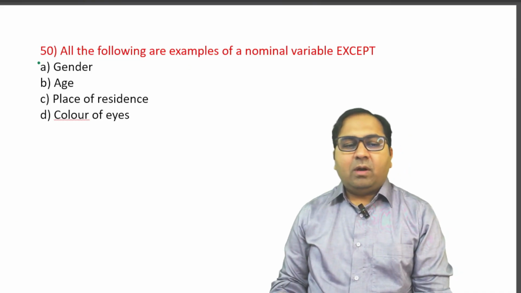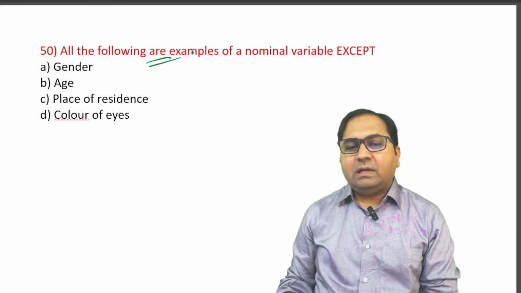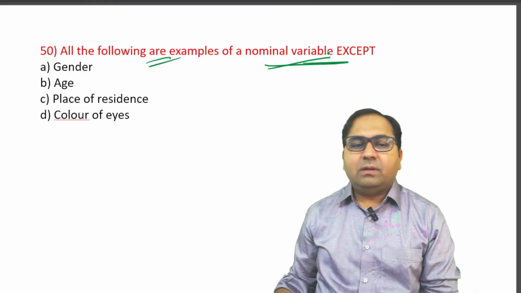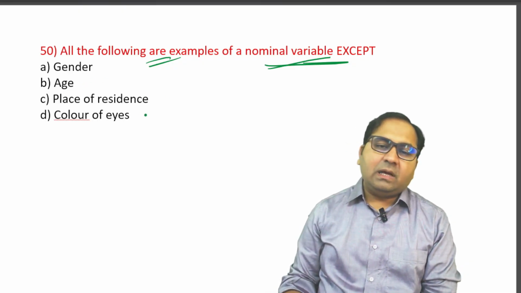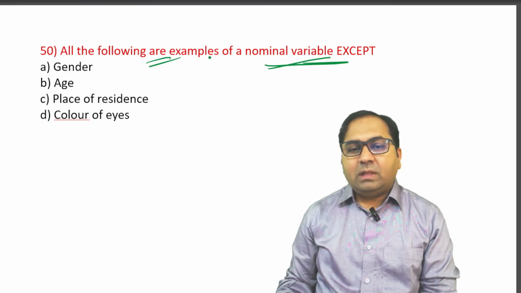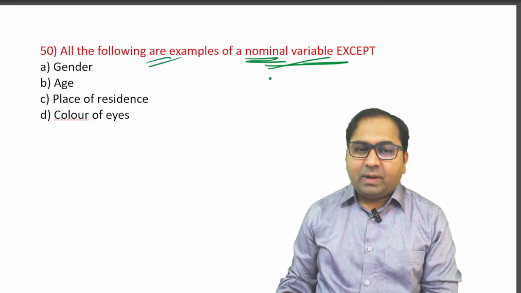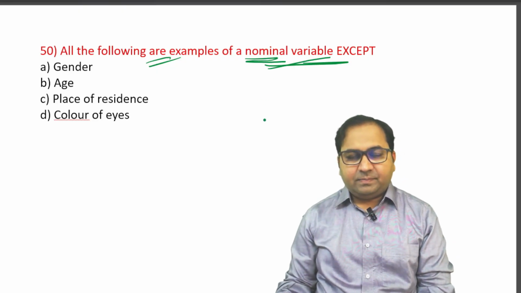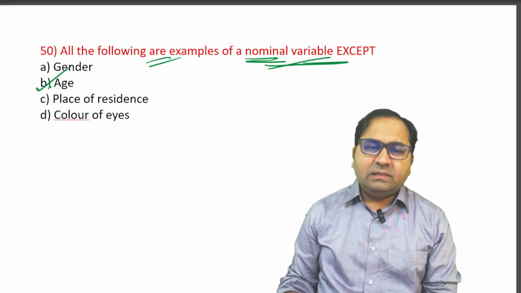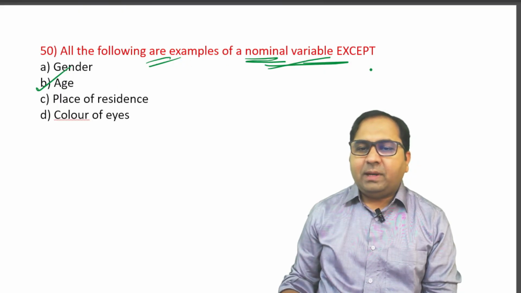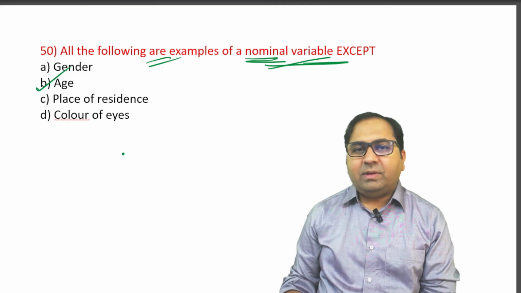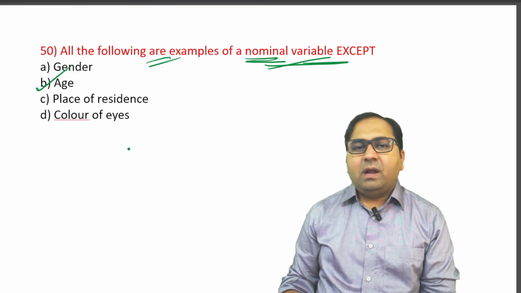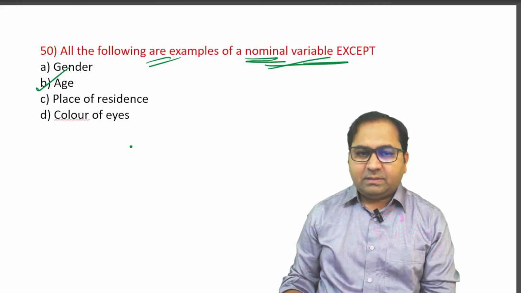Next question, or the last question. All the following are examples of a nominal variable except. Options are A, gender, B, age, C, place of residence and D, color of the eyes. So what are all the examples of a nominal variable except one? Answer is B, that is age. Age is not a nominal variable. Please go back to question number 1. There we have discussed in detail regarding the different types of variables.